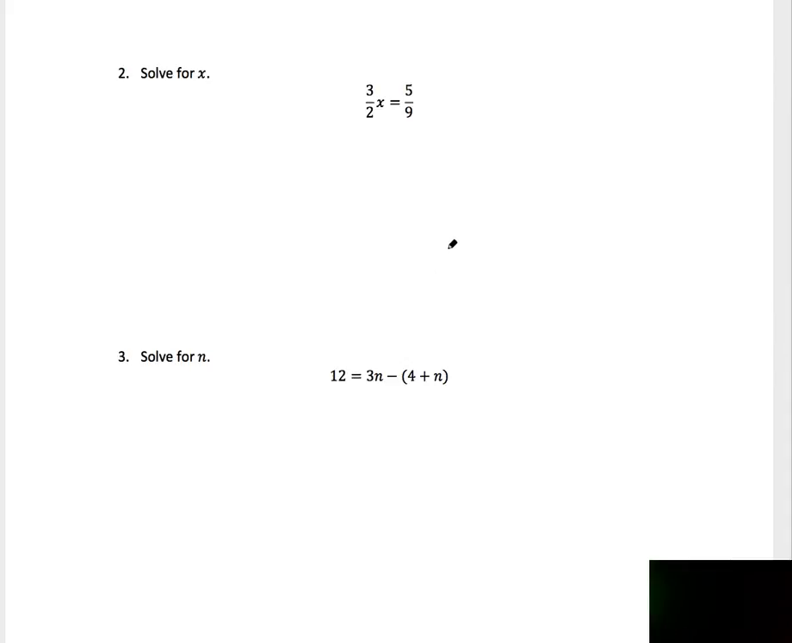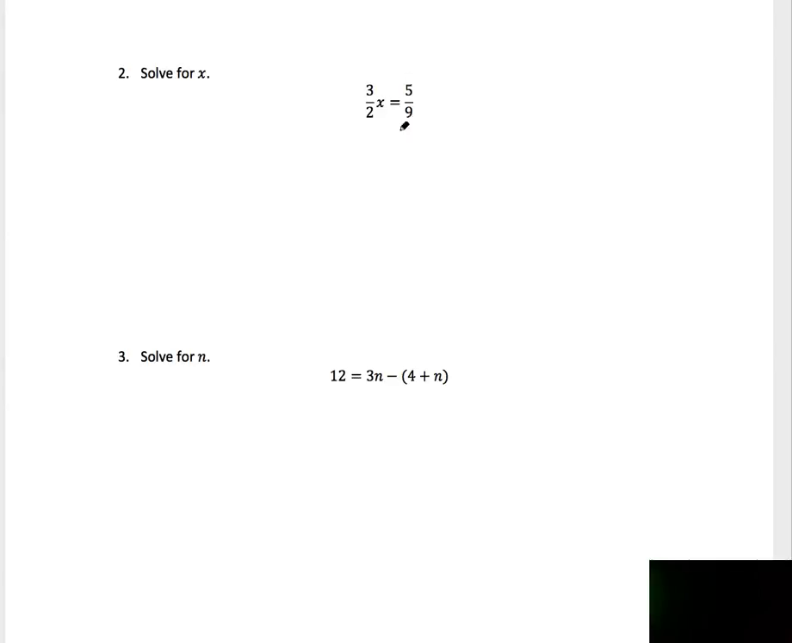Okay, let's take a look at another example where we are asked to solve for x. And what we have here is a rational expression. So we have two fractions that equal each other. So I'm going to show you two different ways of solving a problem like this.